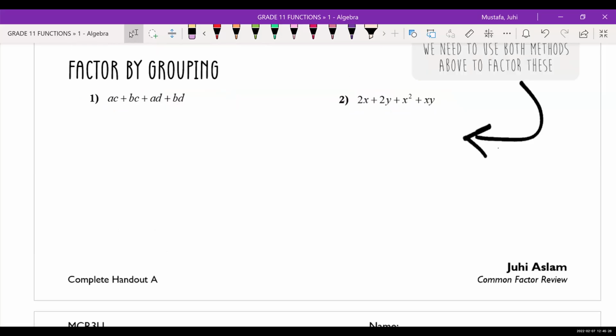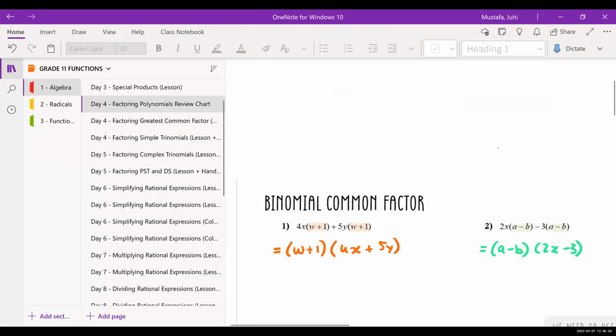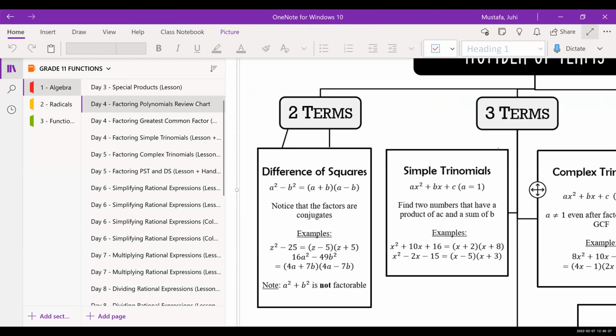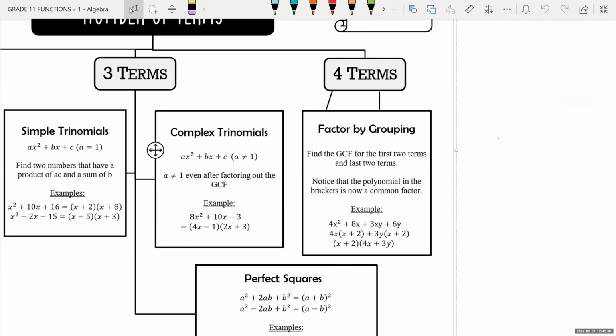All right, you guys, so here is where we have a question, which is a factoring by grouping question. If I can get your attention for 1 second to this chart, we're going to look at the part that says 4 terms. Eventually, there's a huge lag today. The internet is not doing very well.